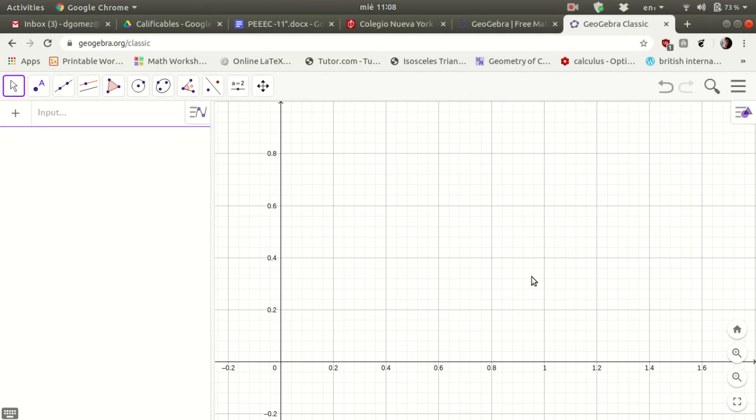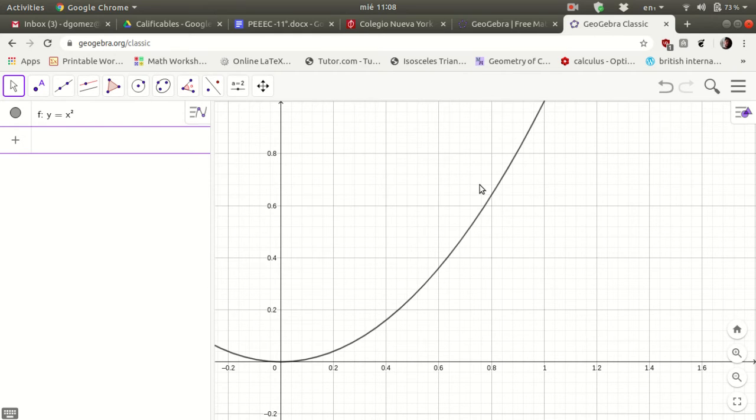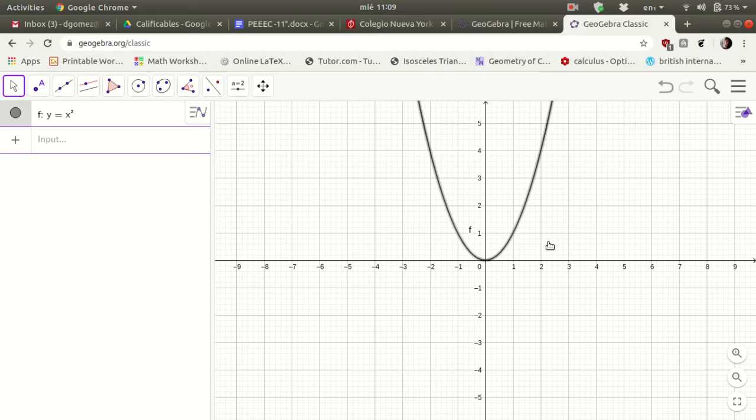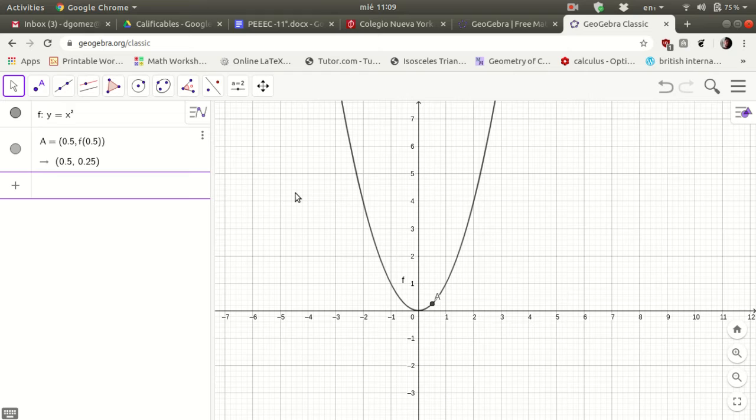Alright, so let's look at what is a derivative. So we're going to analyze a function that you're all familiar with, y equals x squared. So this is the graph for y equals x squared. It's the parabola, which you are all familiar with. Suppose that we're trying to find the instantaneous rate of change at the point where x is 0.5. Okay, and f of x in this case is going to be 0.25.